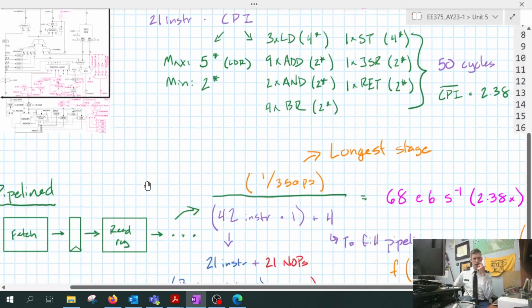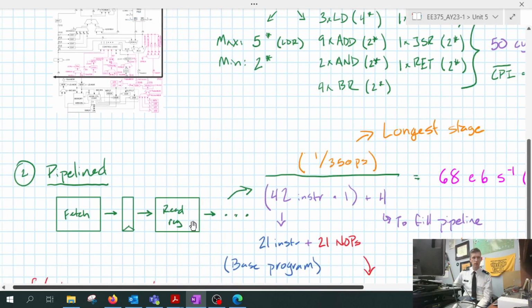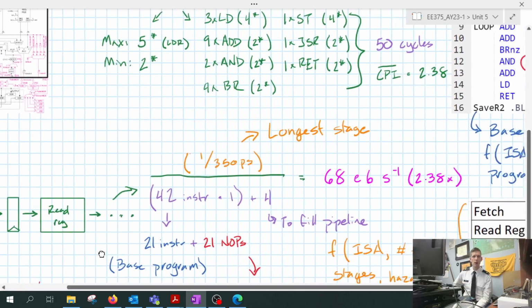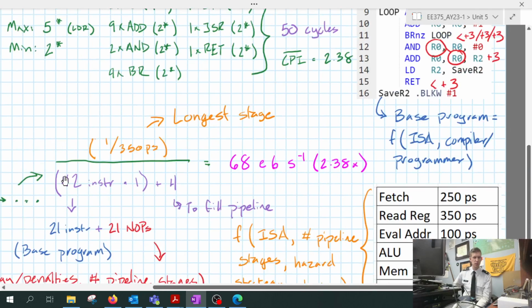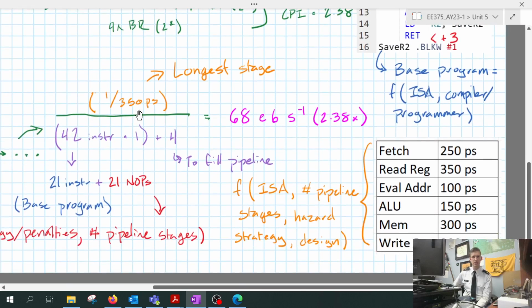All right. So let's try to compare that with our pipeline version. A little shorthand here: I've got the stages of my pipeline, so what we're going to do is follow the same process, but using that as the underlying processor. Now, in the case of my pipeline processor, my longest single stage is the read register stage, and it's just that one that is limiting how quickly my clock cycle can run. And so my cycle time is just 350 picoseconds from that one longest stage.